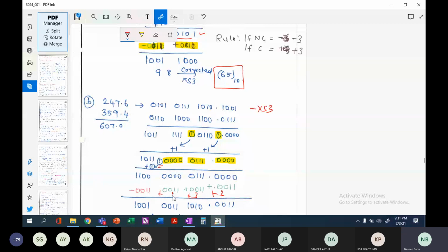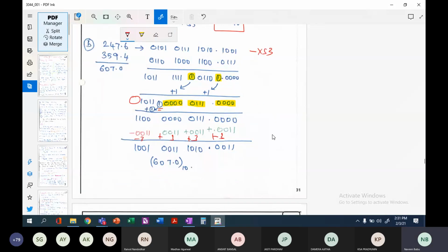So the answer is 0 plus 3 is 3, 7 plus 3 is 10, 0 plus 3 is 3, and 12 minus 3 is 9. Okay, so it is 607.0, that is your final answer. Okay, so this is how you perform it.